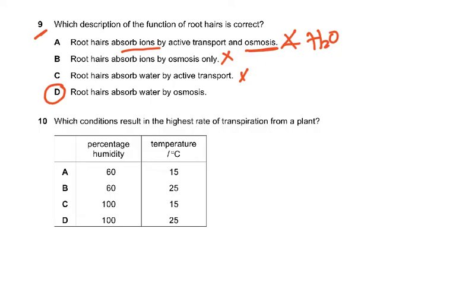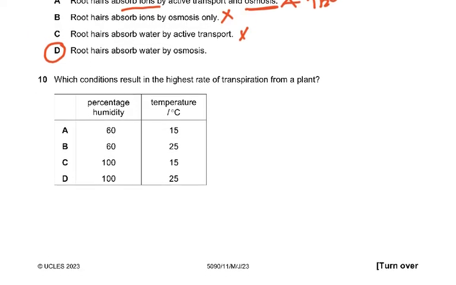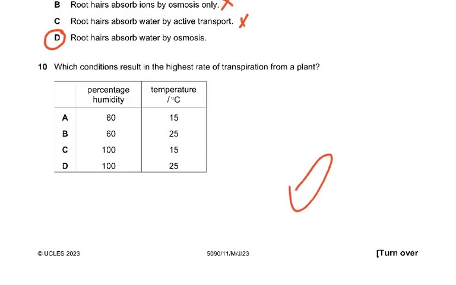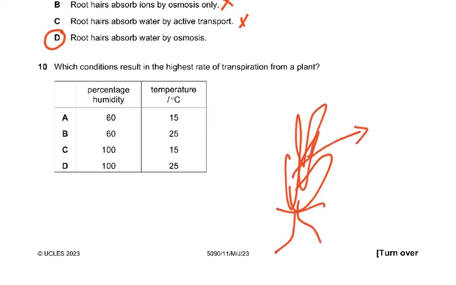Then which conditions result in the highest rate of transpiration from a plant? So you have to remember that this is a plant, right? Why would water leave the plant? Why would water vapors exit the plant? The humidity has to be less and the temperature has to be high. The humidity has to be less. Why? Because water, in order to diffuse out, must be more inside and less outside. So water vapors inside the leaf should be more than the water vapors outside. So humidity should be less.